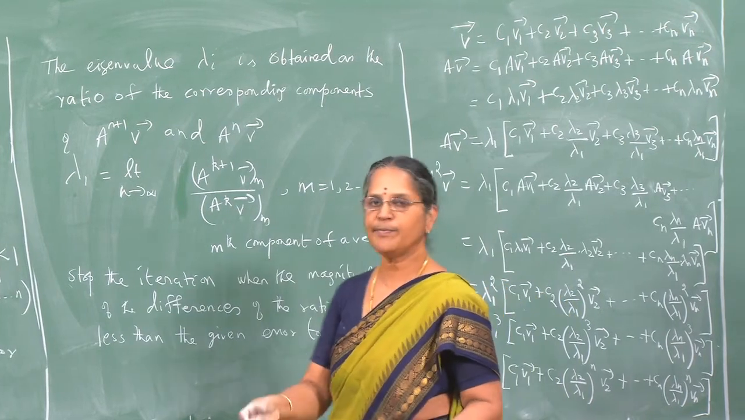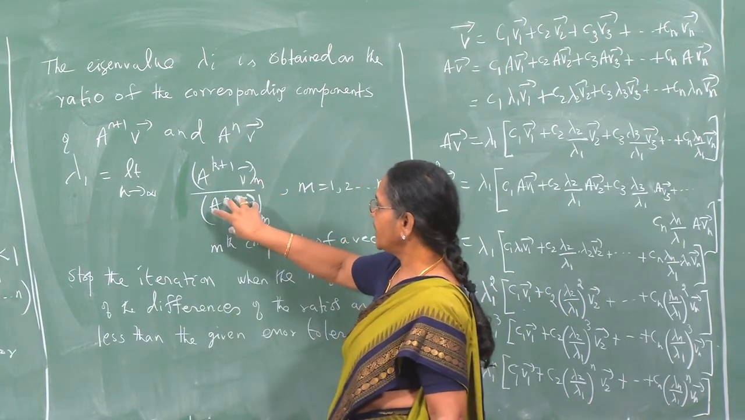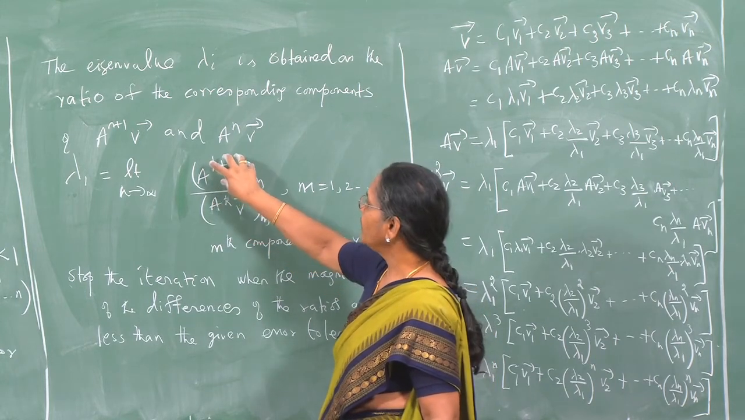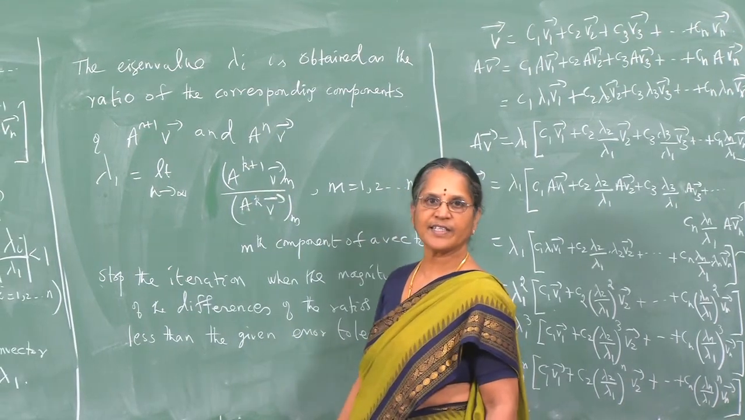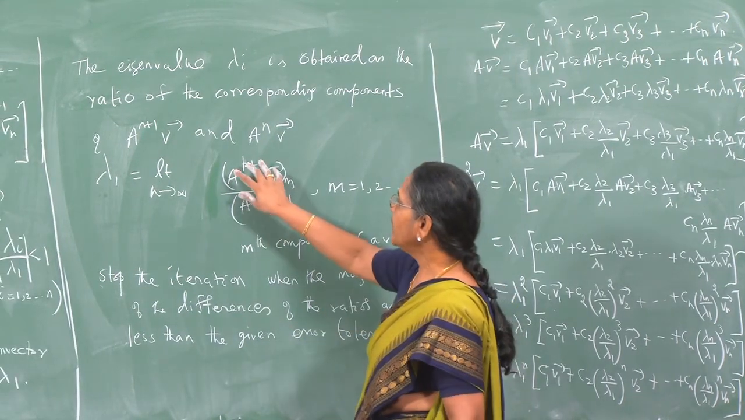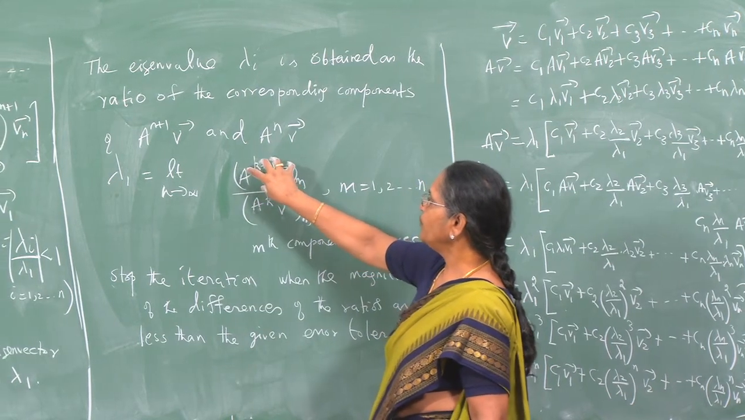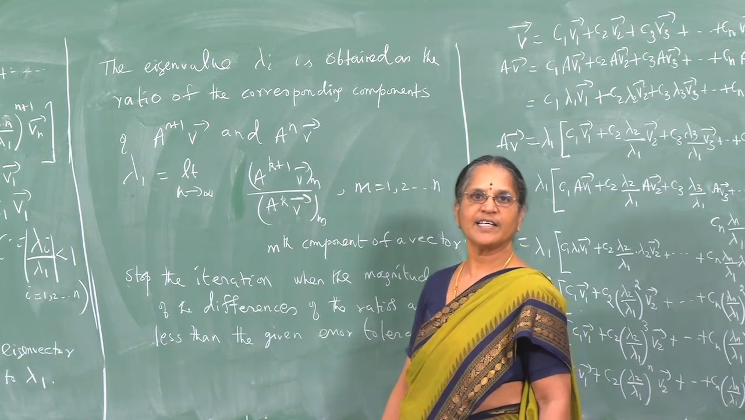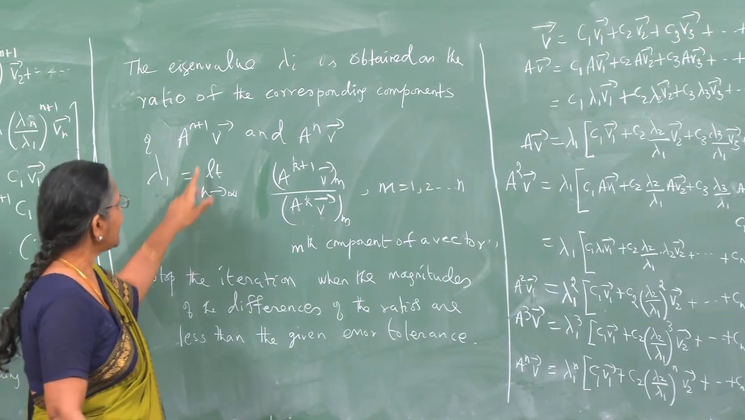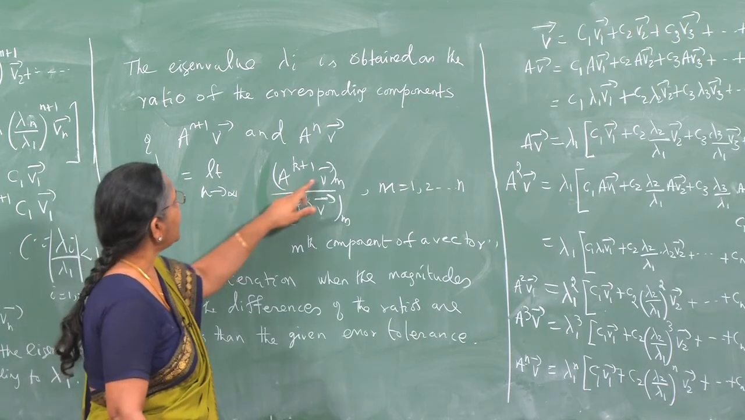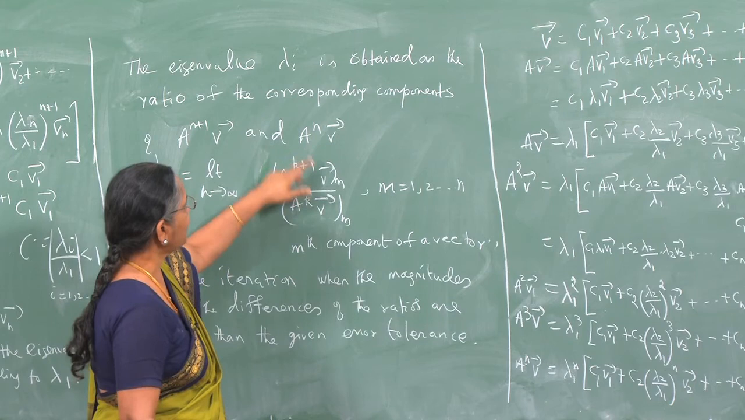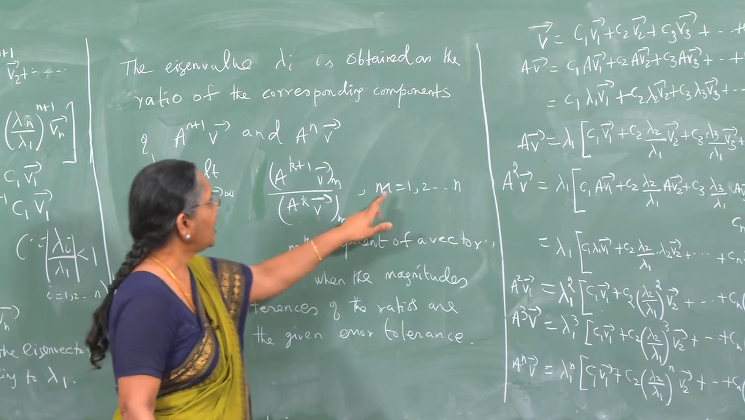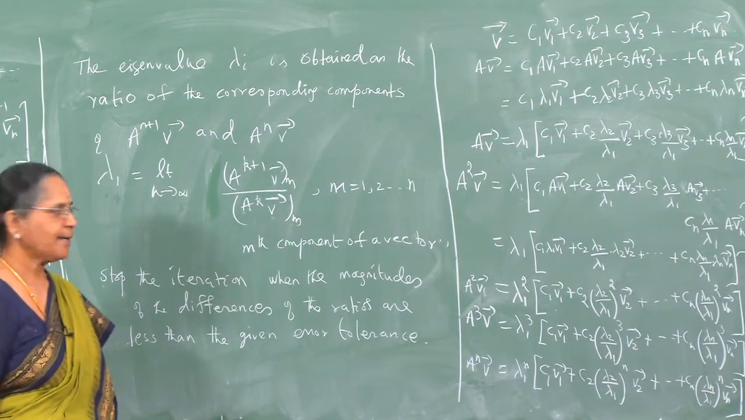Up to n. What does it mean? Take the first component of this vector and the first component of this vector and obtain the ratio of the first components of each of these vectors. And then similarly, work out the details by computing the ratios of the mth component of each of these vectors. Lambda 1 is given by the limit as n tending to infinity of the mth component of the vector A power k plus 1 V by the mth component of the vector A power k V for m equal to 1, 2, 3 up to n.